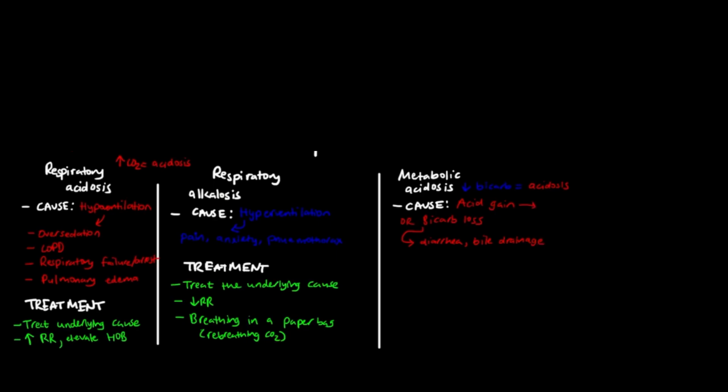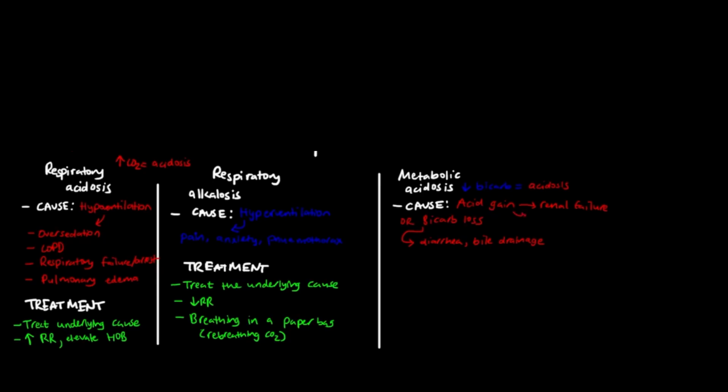And as for acid gain, this is going to look like a person who has kidney failure. The kidneys are responsible for reabsorbing bicarb from the urine. And so if someone has kidney failure or their kidneys are injured and they can't work as efficiently or work as well as they're supposed to, you're going to have a lot of bicarb loss through the urine, putting us in a state of acidosis.